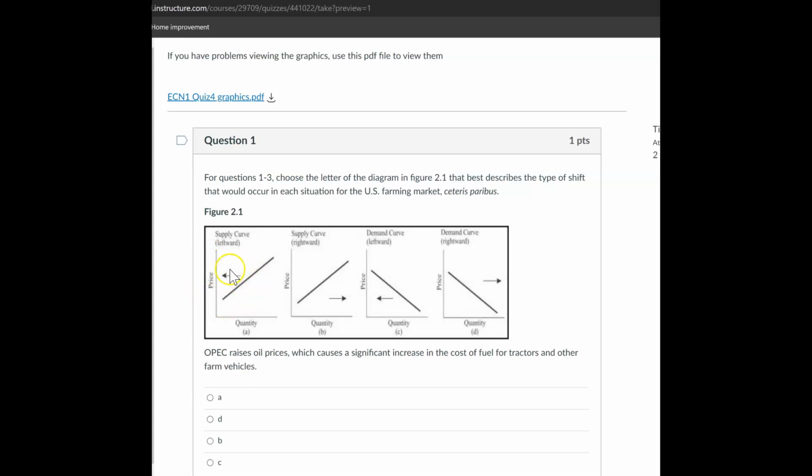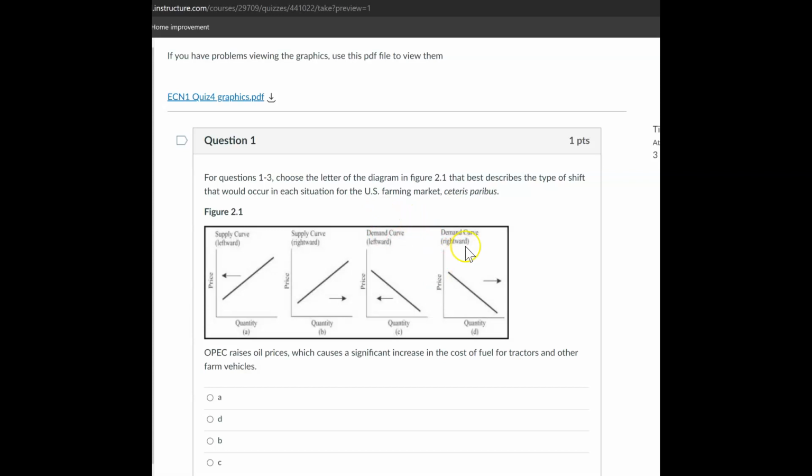So this graph A, supply curve shifting leftward, graph B, supply curve shifting rightward, and then the demand curve shifting leftward, the demand curve shifting rightward. Now the key here is these are supply curves and demand curves for the U.S. farming market. So you could think of a crop, let's say like wheat or corn. So this is the demand curve, the supply curve shifting leftward for corn, the supply curve shifting right for corn, and demand curves as such.